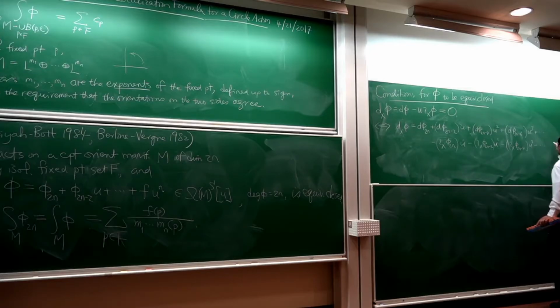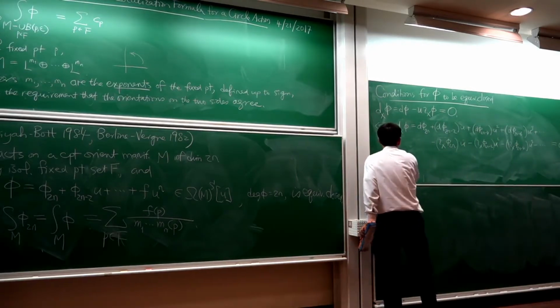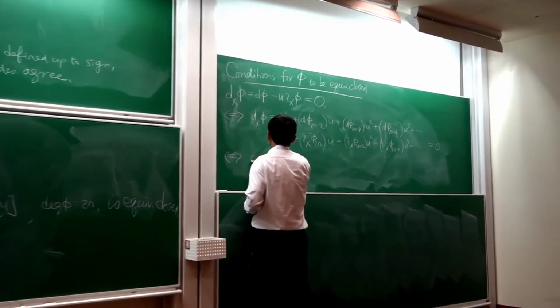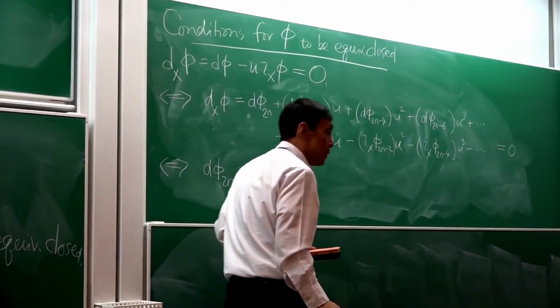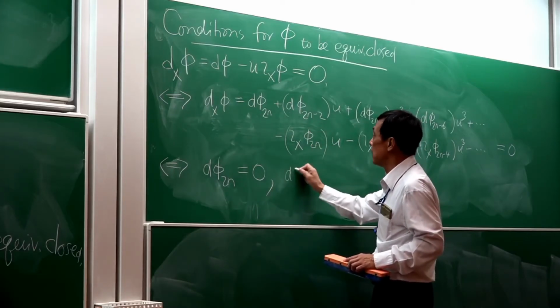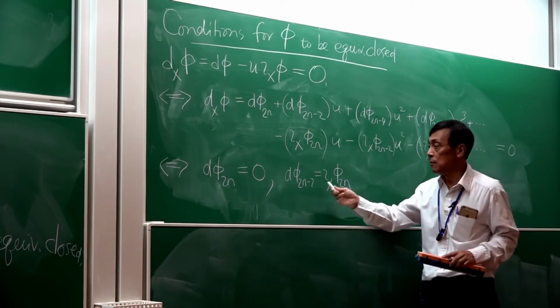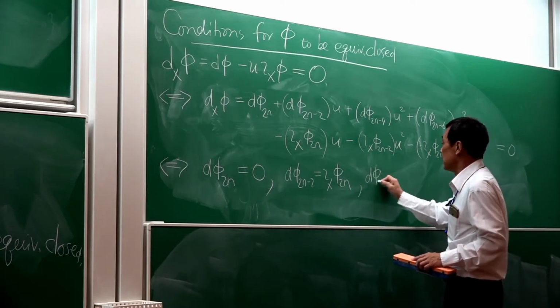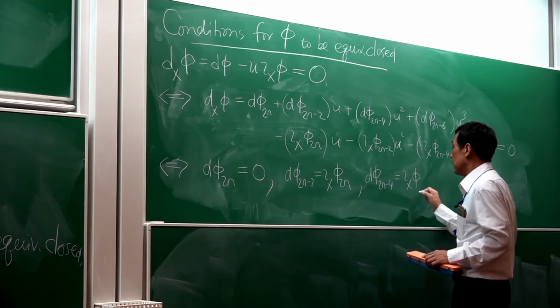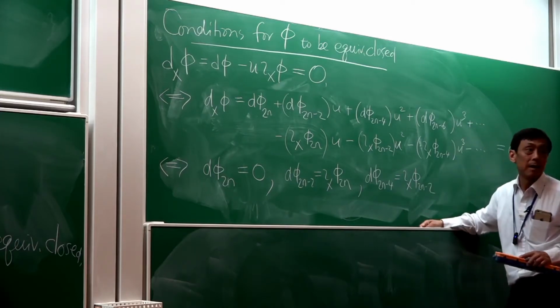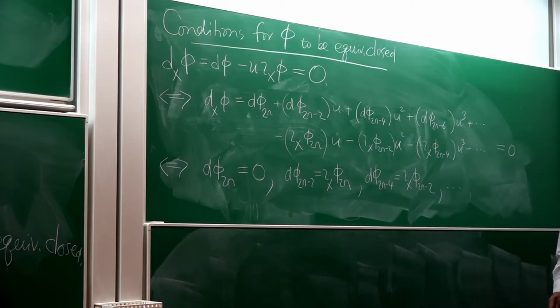And so that's equal to 0 if and only if a polynomial is 0, if and only if all its coefficients are 0. So this has to be 0, and then d phi 2n minus 2 has to be equal to ix phi 2n. These have degree 2n minus 1. And then d phi 2n minus 4 has to be ix phi 2n minus 2. Okay, so these are conditions. And there's a last one that says df has to be ix phi 2.